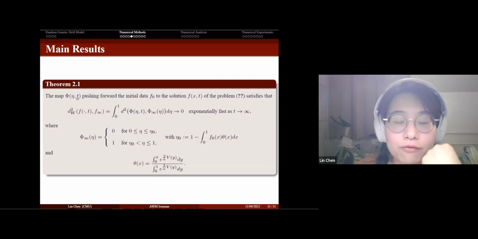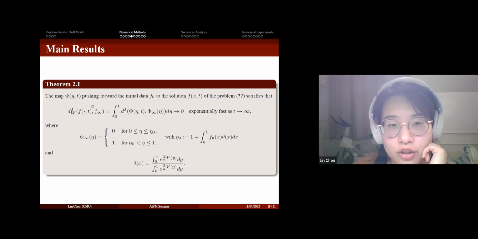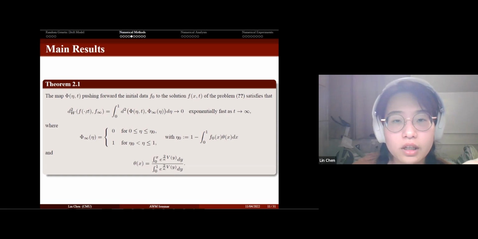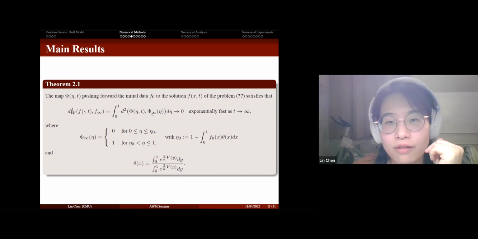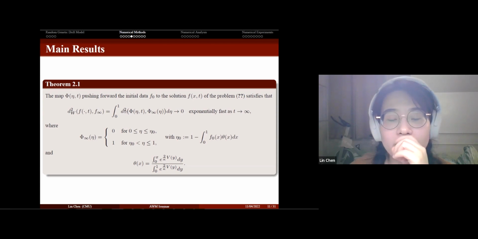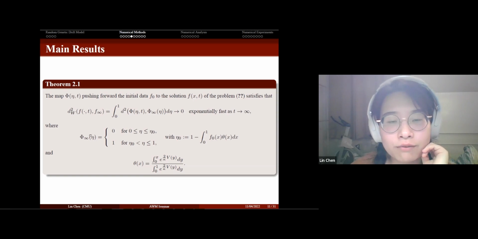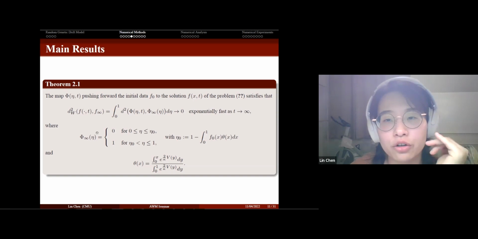And we get a main result. It means that we can use a map phi here to push forward the initial data f into the solution f, and the convergence of the original function f is equivalent to the convergence of the new function phi. What we only need to do is to prove the convergence of phi instead of the convergence of f. And phi has some very good properties with respect to f. You can see that the steady state for phi is the step function with values 0 and 1, whereas as we discussed before, the function f will blow up into a delta function. But phi is a step function, which means that we can solve it numerically.